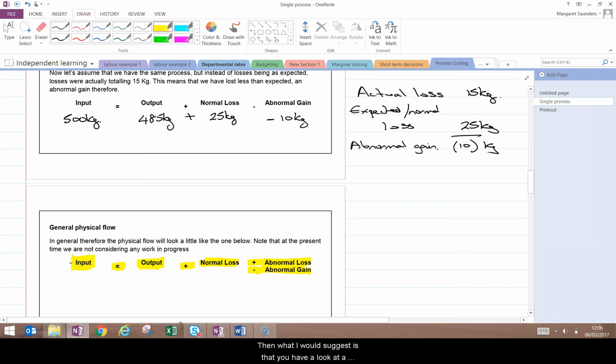Now, what I would suggest is that you have a look at a question in your workbook that is about preparing physical flows, and attempt that question before you look at the next video, which will be looking at how we can then put values to our physical flow and how we can record them. So please go and have a look at a question now.